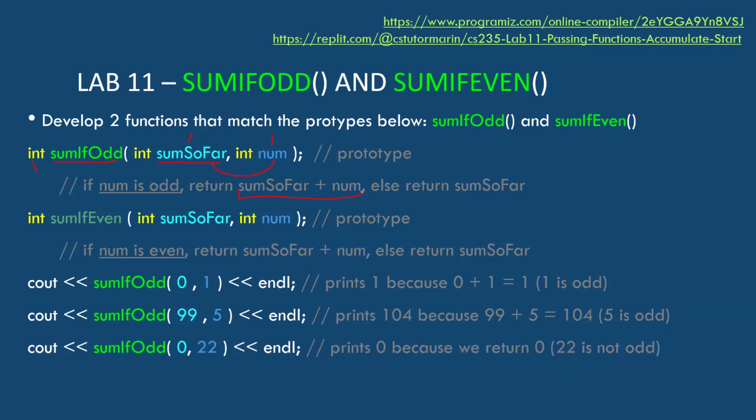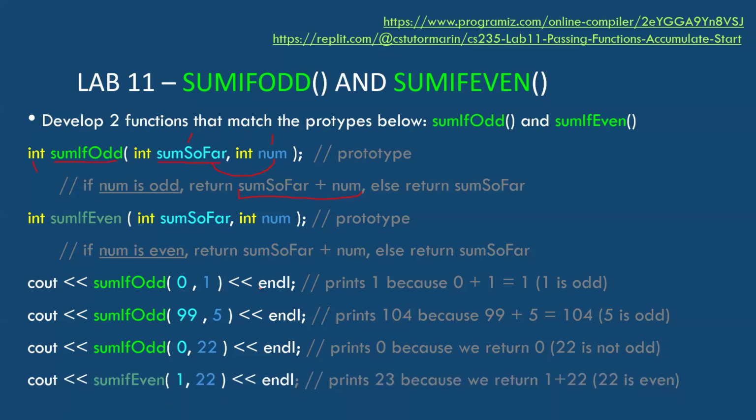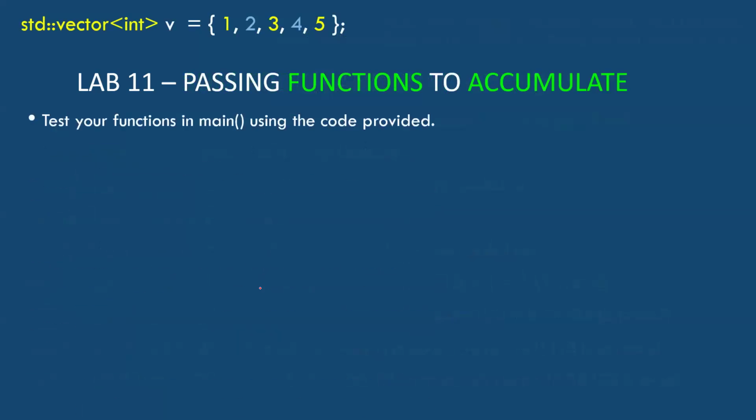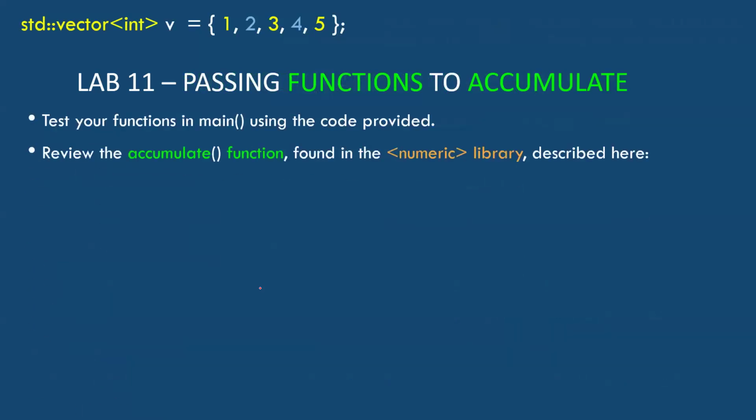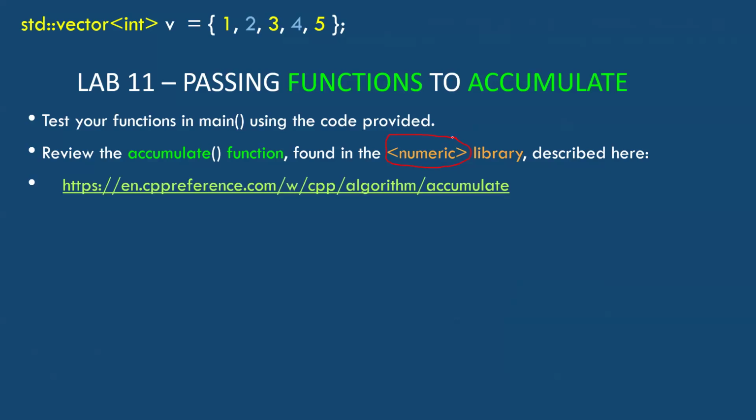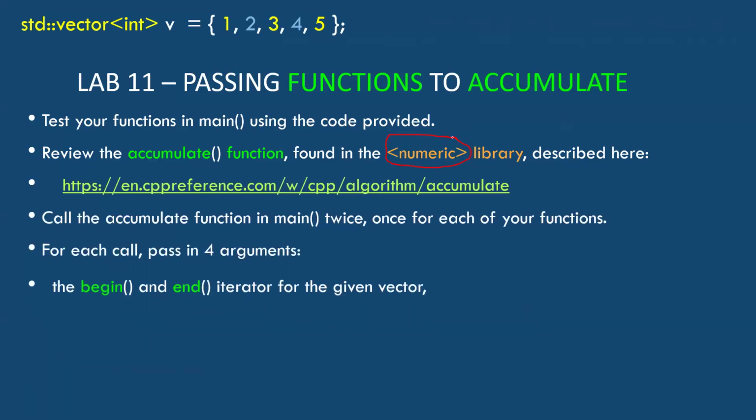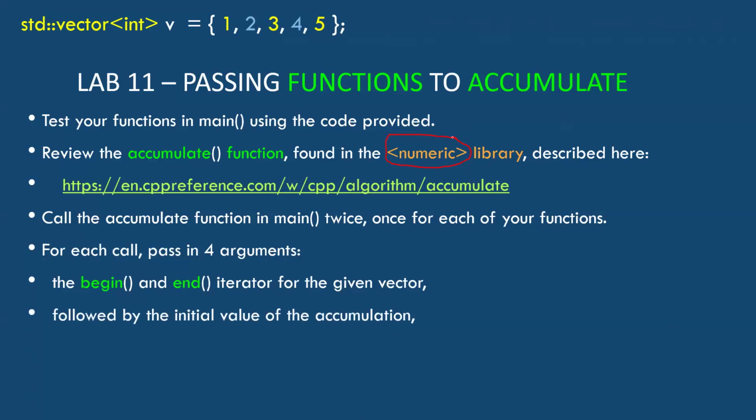This is me just showing you how you want to verify that your function is working. But what we really want to do is use that sum if odd and sum if even inside of some other stuff, okay? So accumulate is the function we want to pass your sum if even and your sum if odd to. And it comes from a library called numeric, okay? So here, let's look at a couple examples. You can look that up if you want, okay? But we're going to pass in the begin and the end, followed by the initial accumulation value. So you want to start at 0, right?